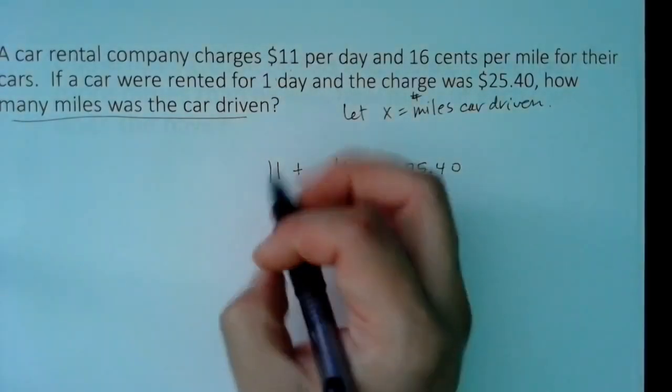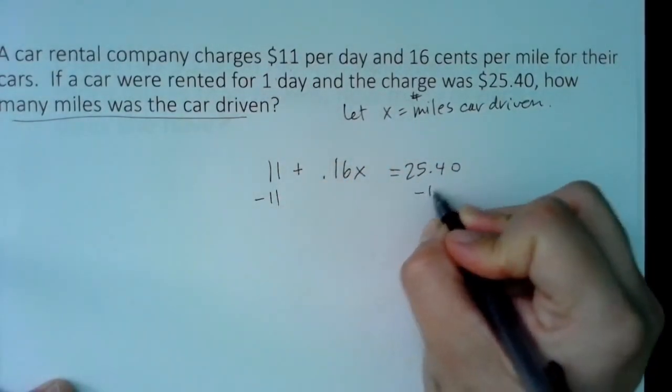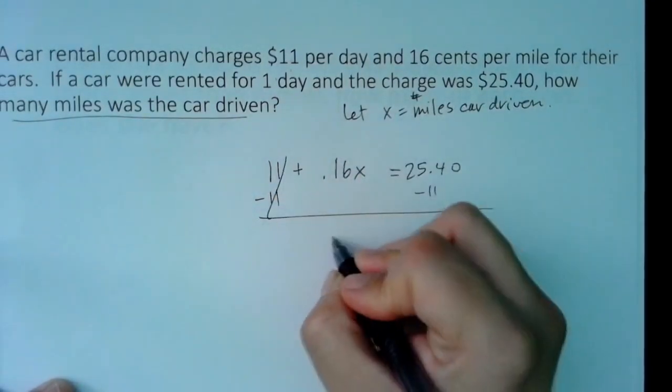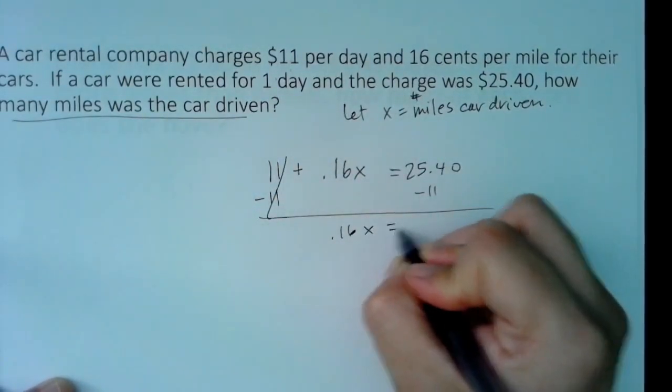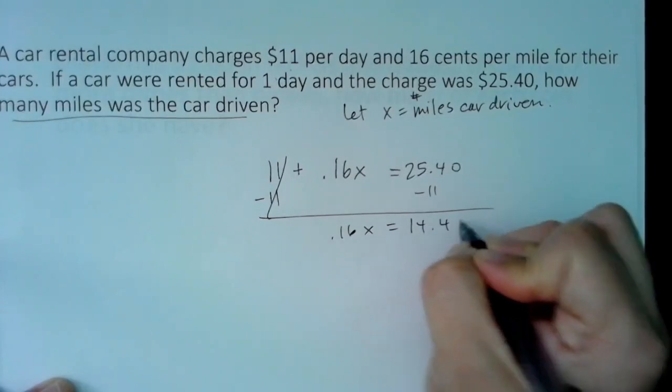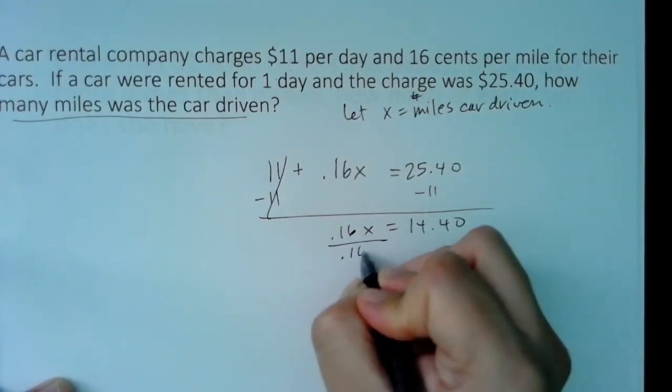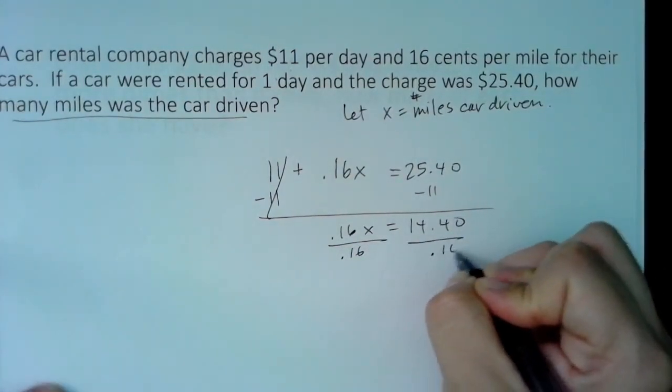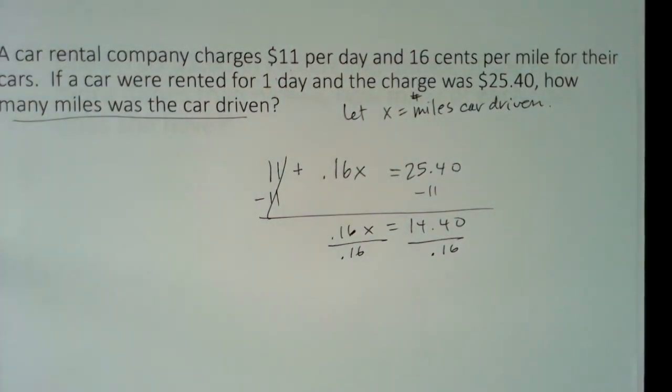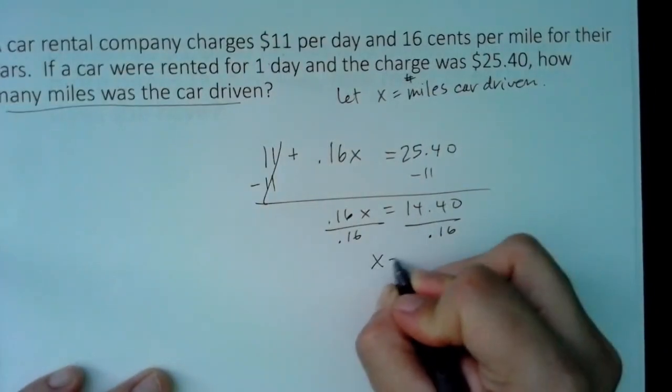So then let's subtract 11 from both sides. That gives you 0.16x is equal to 14.40, and then dividing by 0.16, we get, let's see, 90. So the car was driven 90 miles.